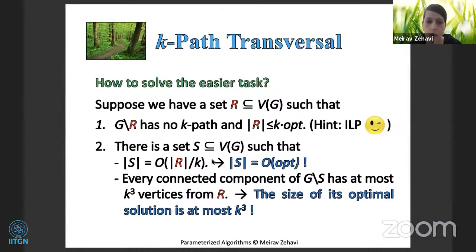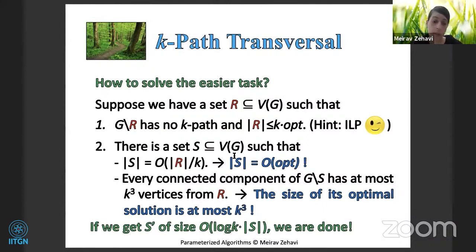So overall, what the second condition means is that there exists a solution for our task. This is existential. We will soon talk about what it means computationally for us. But the second condition just says that there exists a solution for our task, whose size is at most order opt. And what does it mean that it is a solution to our task? It means that when you remove it, every connected component has a solution size at most k to the power of 3. So this is the easier task, the problem that we are trying to solve now, assuming that we can get this set R, it has a solution of size order opt. So how can we use this second property in order to solve our problem? Let's see this.